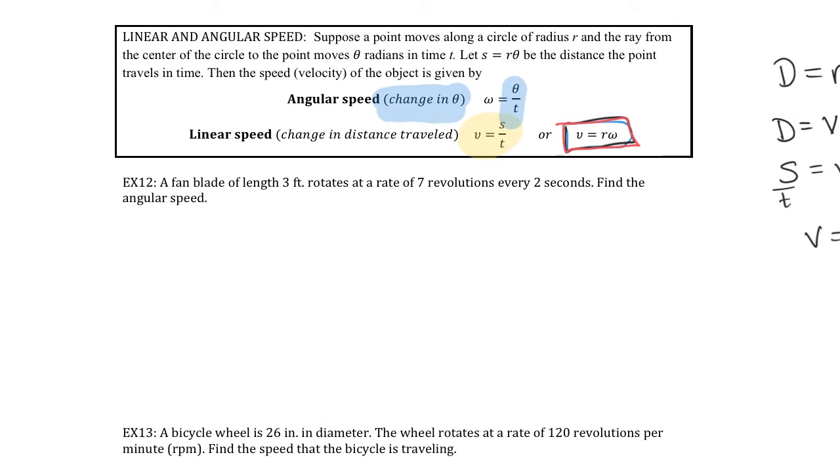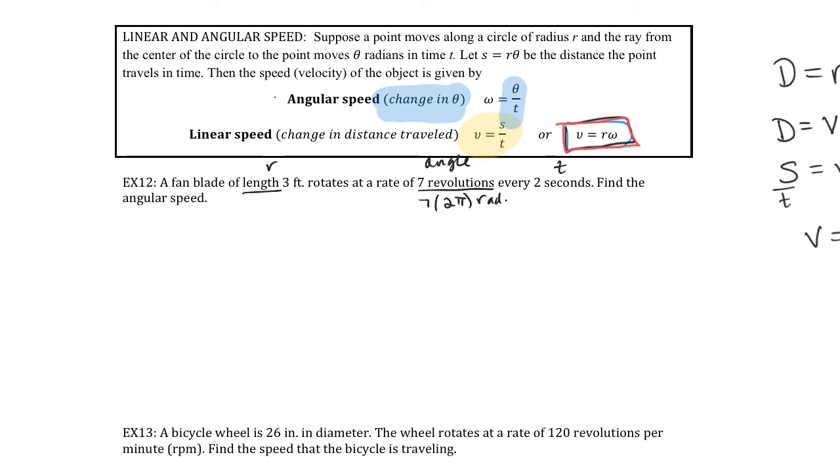Okay, so let's do a few examples. We have a fan whose length is 3 feet and it's rotating 7 revolutions every 2 seconds. We want to find the angular speed, just how fast is the central angle changing? We have a length, that's a radius. And we have 7 revolutions every 2 seconds. So 2 seconds, that's my time. 7 revolutions, that's my angle. A full revolution would be 2 pi, so my angle would be 7 times 2 pi, and that's in radians.